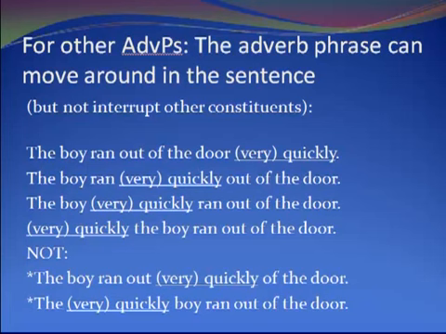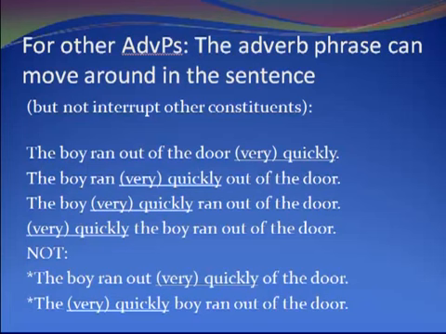So if you look at these sentences, the boy ran out of the door very quickly. The boy ran very quickly out of the door. The boy very quickly ran out of the door. Very quickly the boy ran out of the door. Yeah, so very quickly is an adverb phrase, and you can have it in different places in the sentence. Sometimes adverb phrases won't fit into all of these places, but usually they can go at least at the beginning and the end of a sentence.